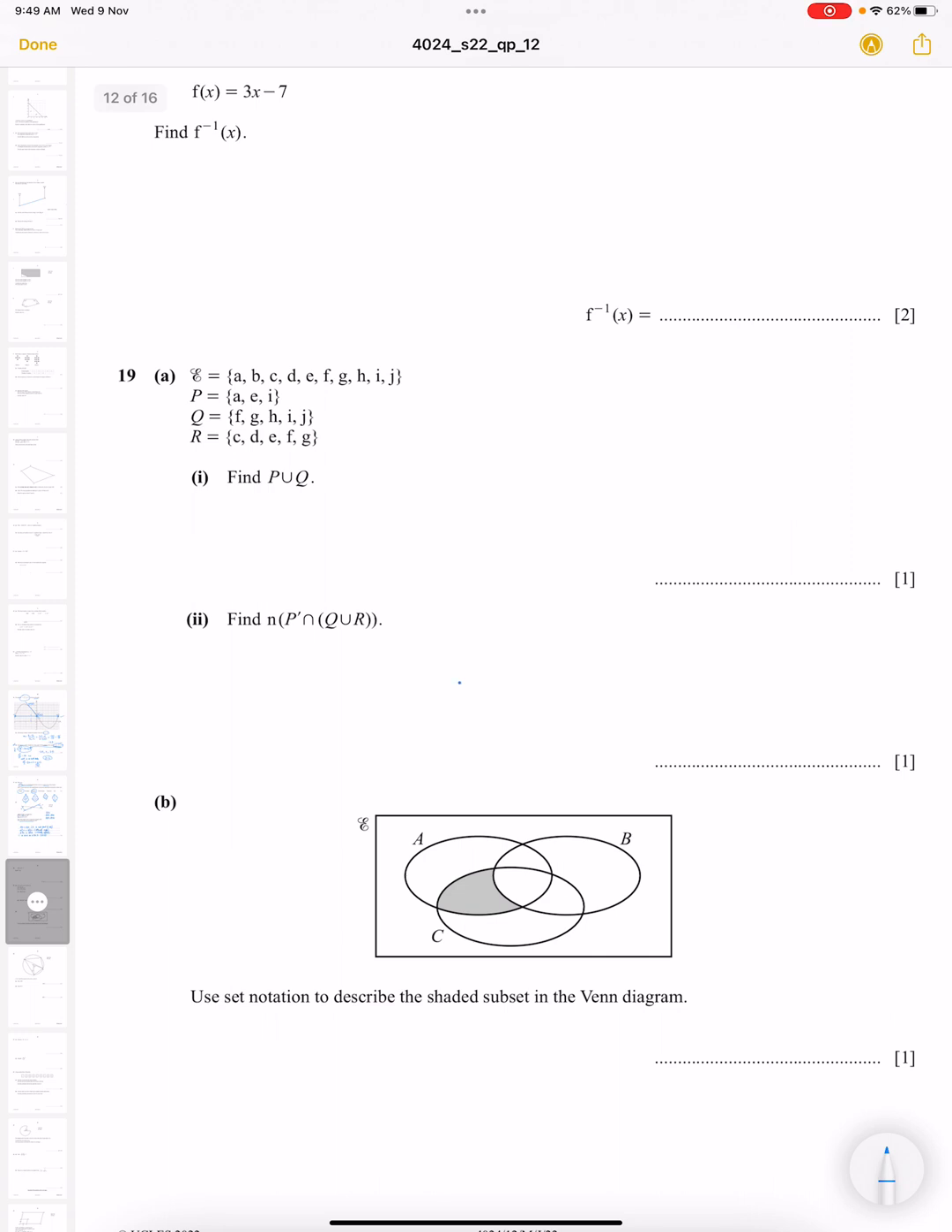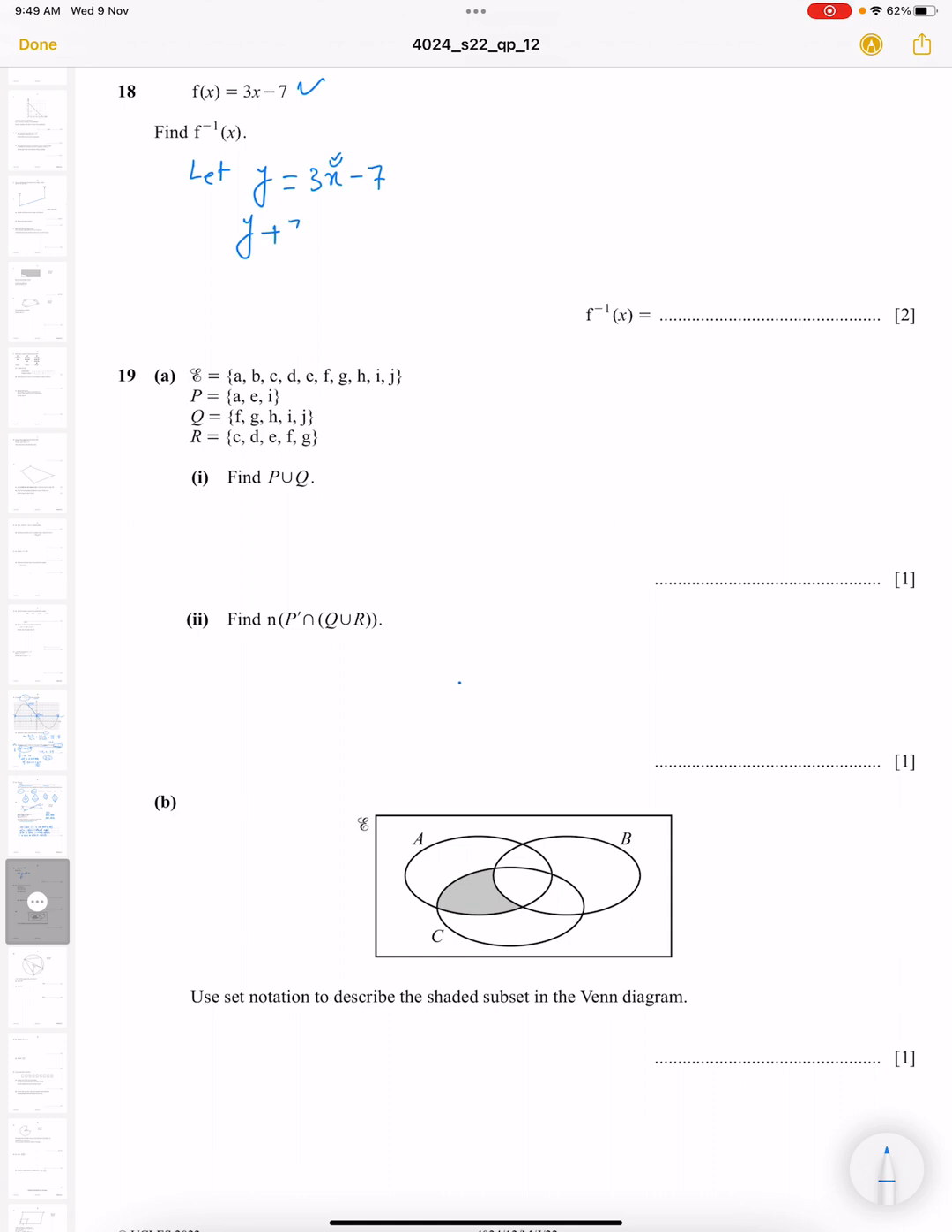Next question. f of x, a function in x, is equal to 3x minus 7. Find f inverse of x. In order to find the inverse, first let us assume this function 3x minus 7 is equal to y, y is equal to 3x minus 7. In order to make the inverse, we have to make x the subject. How do we make it the subject?